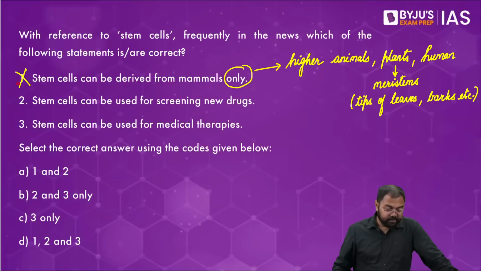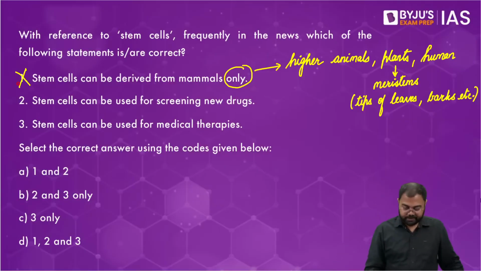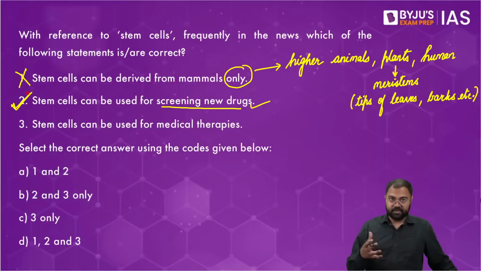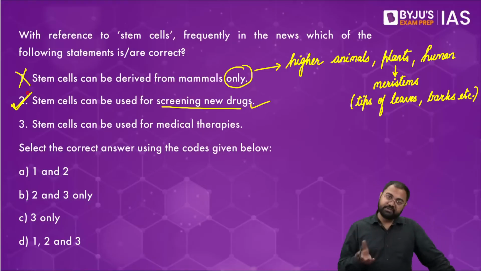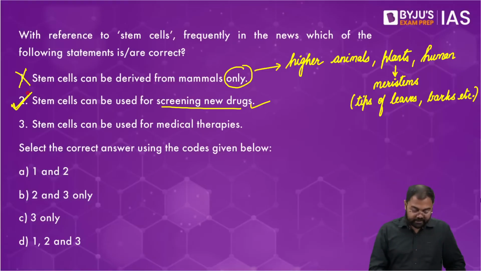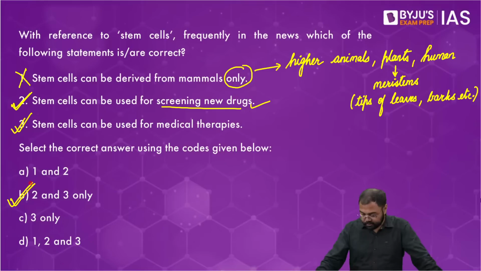Stem cells can be used for screening new drugs. Absolutely correct. We discussed that drug testing can be done with the help of stem cells, that we grow new organs or new tissues, and that we do. Stem cells can be used for medical therapies. Absolutely correct. That is what stem cell therapy is. So 2 and 3. Correct answer will be B. That is 2 and 3 only.